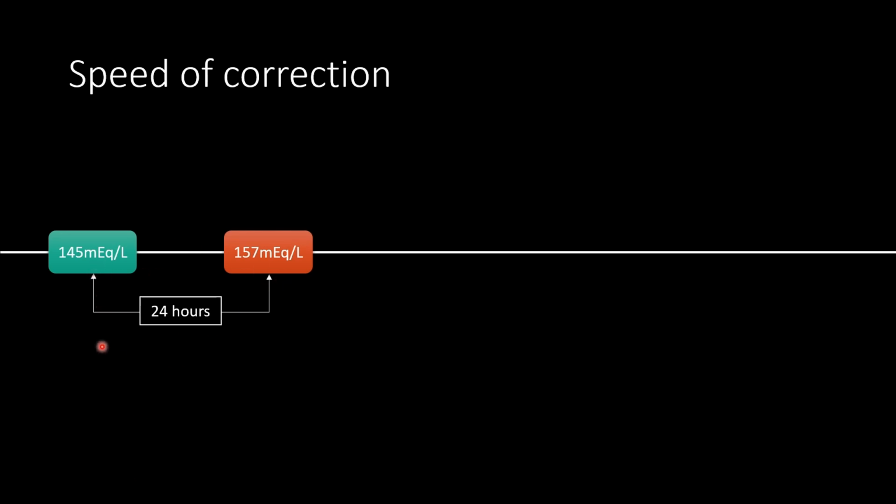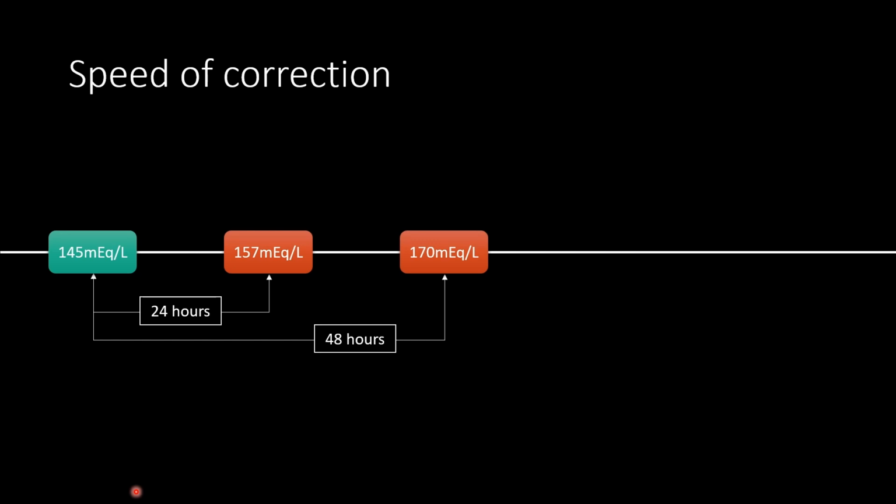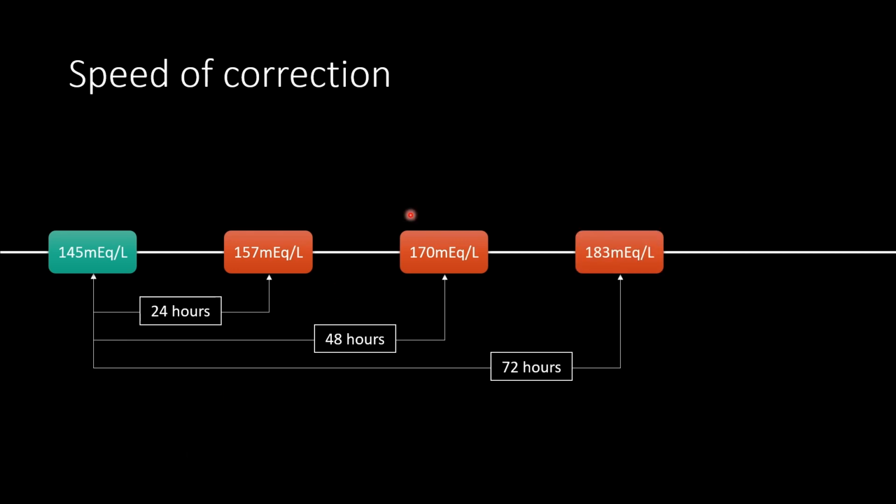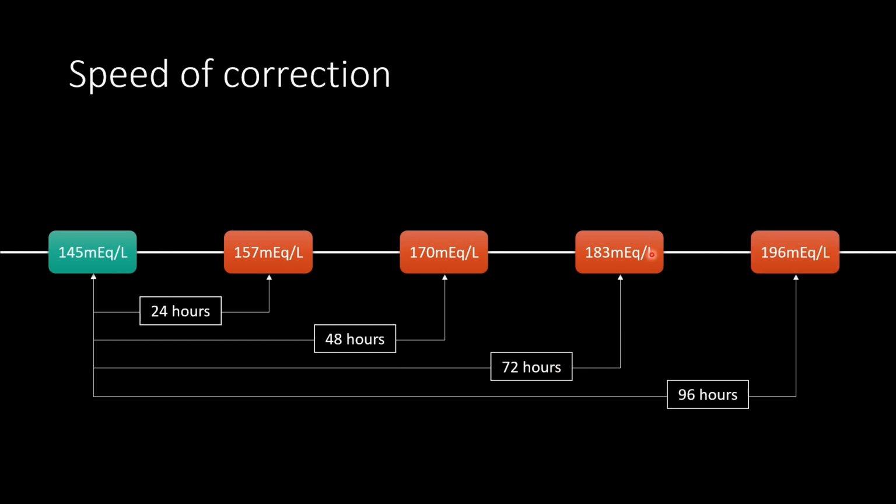If it is between 158 to 170, that means another 12, we can correct it over 48 hours. If it is 171 to 183, another 12, so we can correct it over 72 hours. If it is between 184 to 196, that means another 12, we have to correct it over 96 hours. This is in case of chronic hypernatremia.